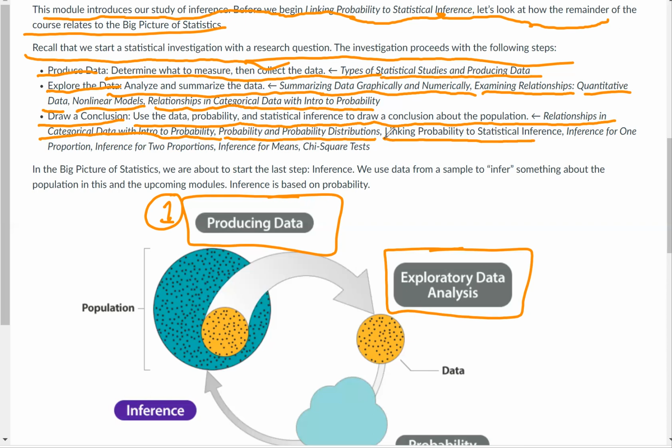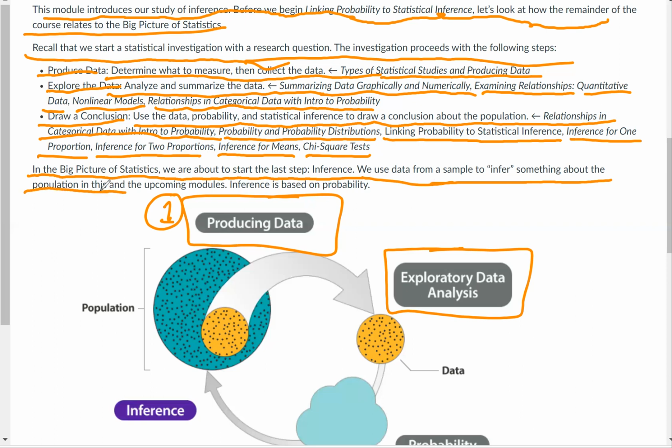Linking probability to statistical inference, inference for one proportion, inference for two proportions, inference for means, chi-square tests. Okay, that's a lot of things. Some of those we haven't done yet, but we will get there. In the big picture of statistics, we are about to start the last step called inference. We use data from a sample to infer something about the population in this and upcoming modules. Inference is based on probability.